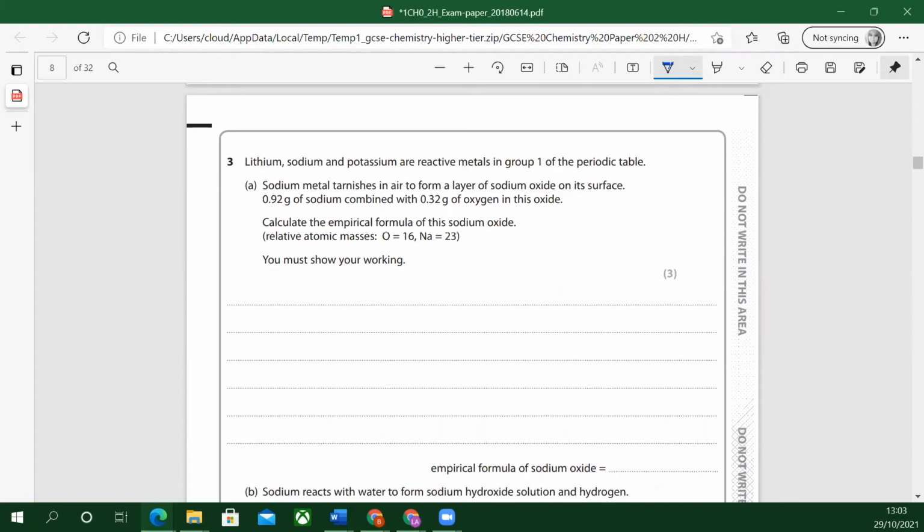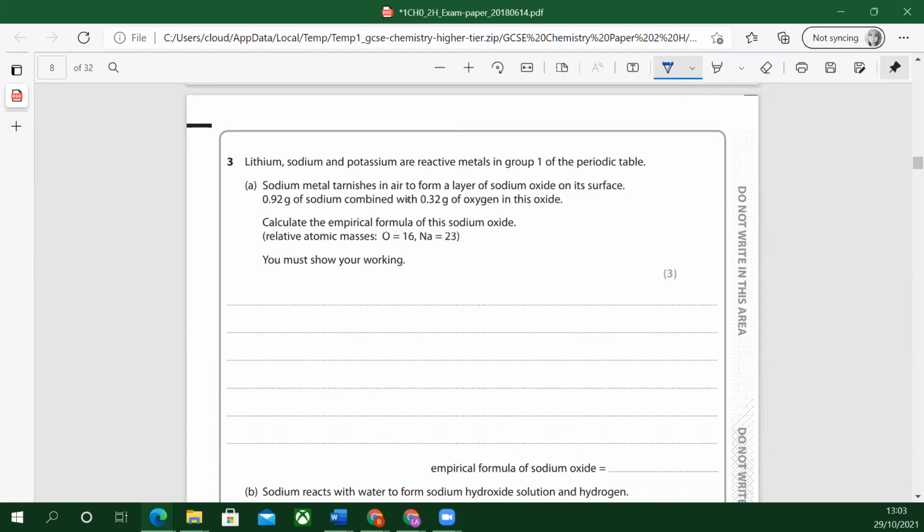Number 3, lithium, sodium, potassium are reactive metals in group 1 of the periodic table. Sodium metal tarnishes in air, so it reacts with the air to form a layer of sodium oxide on its surface. 0.92 grams of sodium combined with 0.32 grams of oxygen in this oxide. Calculate the empirical formula of this sodium oxide. Relative masses: O 16, Na for sodium 23. It's called Na because its Latin name is natrum. You must show your working.